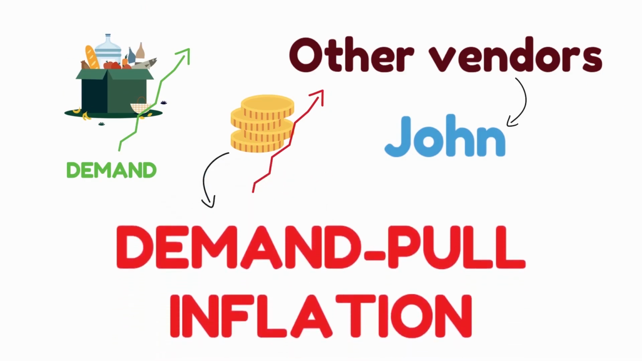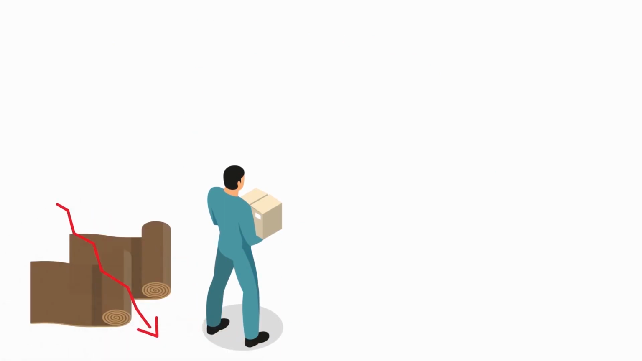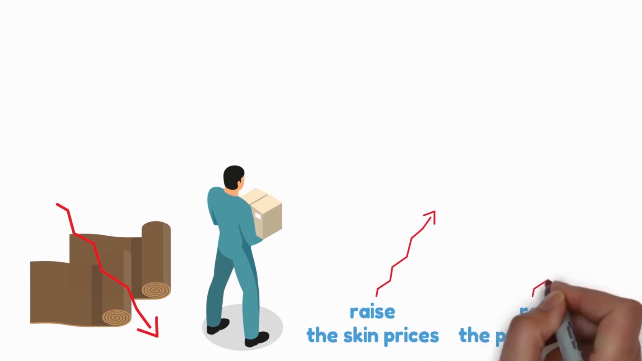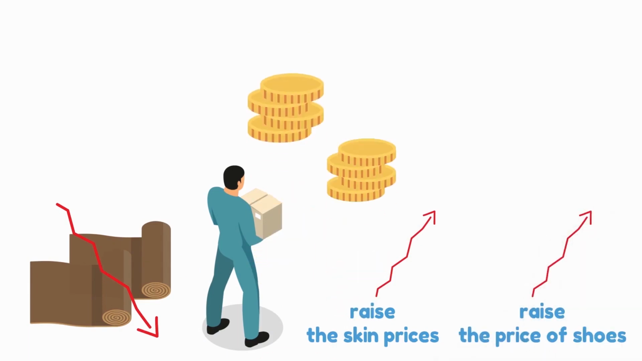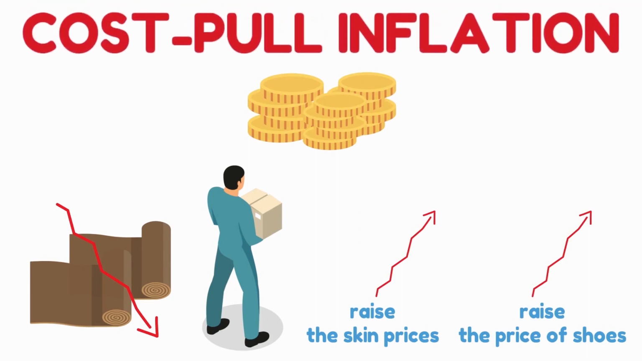Since John's business seemed successful, 2 other entrepreneurs also decided to open shoe shops. To compete with him, they came up with different and more efficient ways to make even better quality shoes. The only problem is that all 3 shoemakers only had one skin supplier. Often, the skin supplier ran out of stock from this high demand. He then decided to raise the skin prices, which forced the shoemakers to raise the price of shoes to maintain their profit. This is now the second cause of inflation called cost pull inflation.